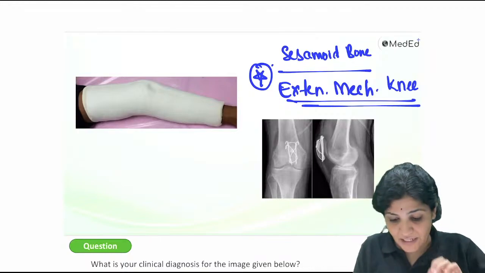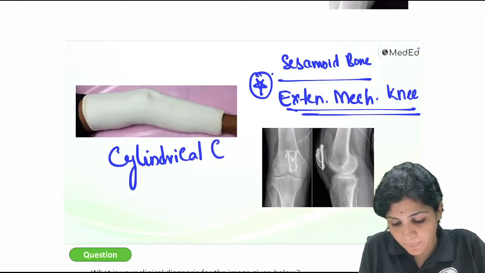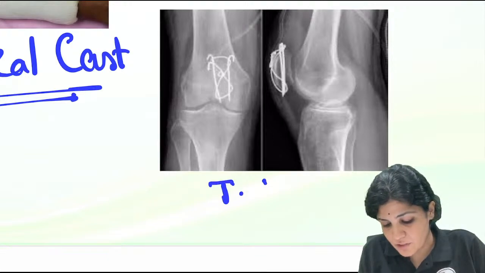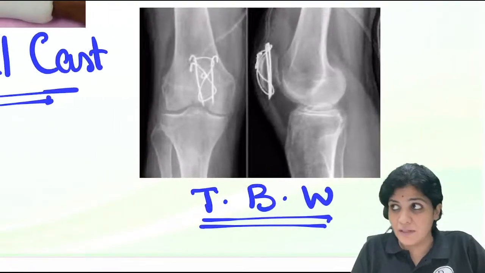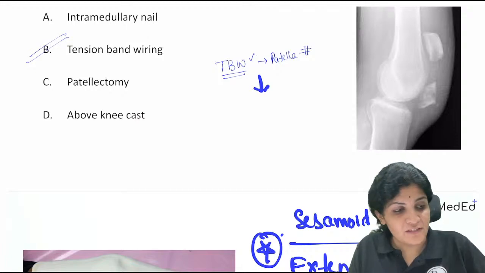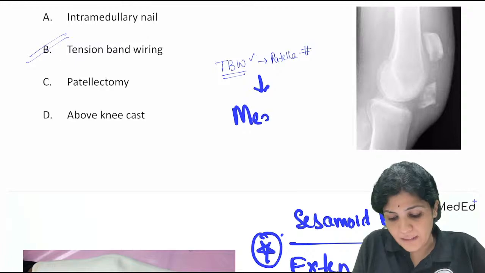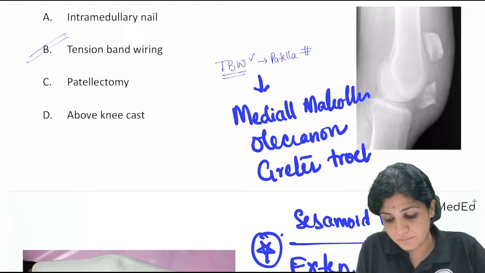So whenever there is a fracture of the patella, what we do, we put a cylindrical cast and then we treat with this K-wires and an SS wire which is called as tension band wiring. What are the other areas where we do tension band wiring? Tension band wiring can also be done in medial malleolus, olecranon, greater trochanter.